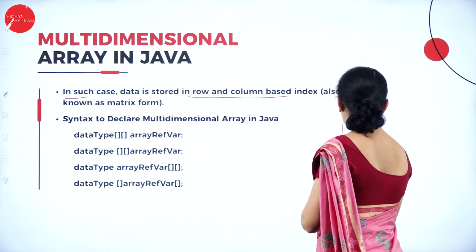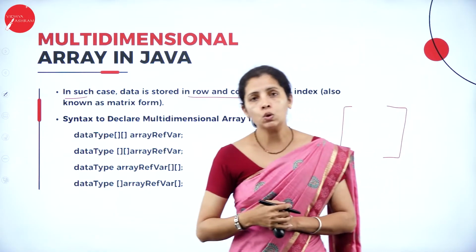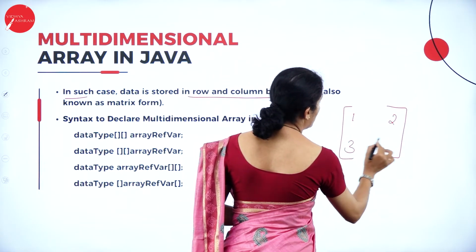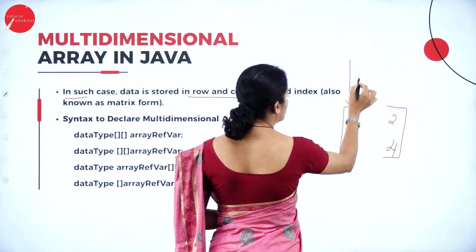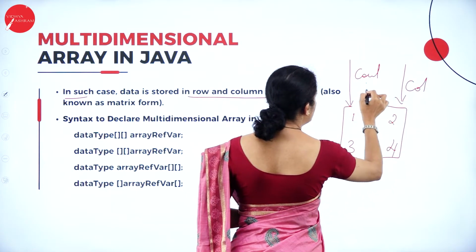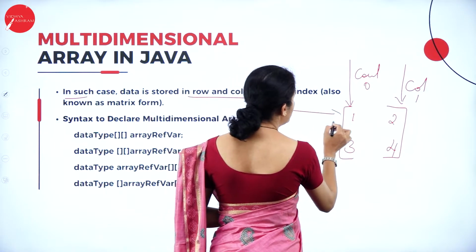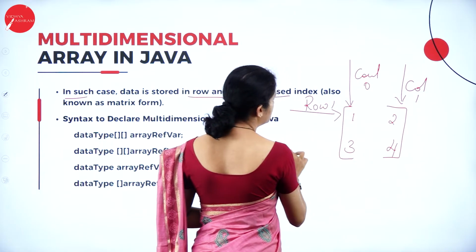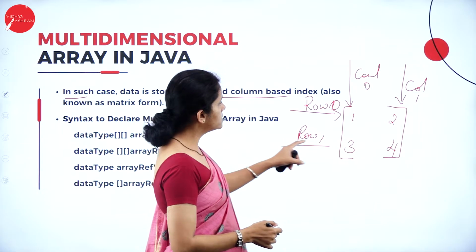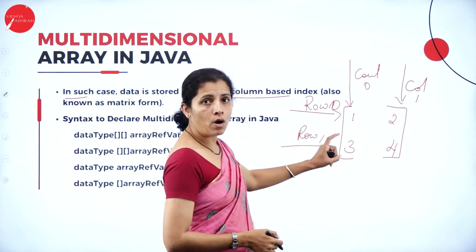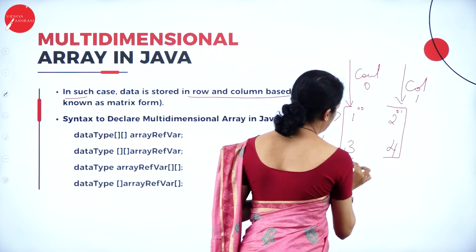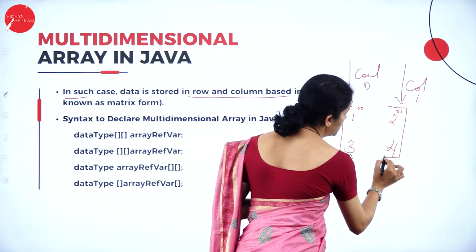For example, think that I have a matrix, that is a 2 cross 2 matrix. So I have the elements 1, 2, 3 and 4. So this is my column 0 and this is my column 1. Now this is my row 0 and this is my row 1. Now to access the element 1, I require 2 indexes, that is 0, 0, and this is 0, 1. This one is 1, 0 and this one is 1, 1.